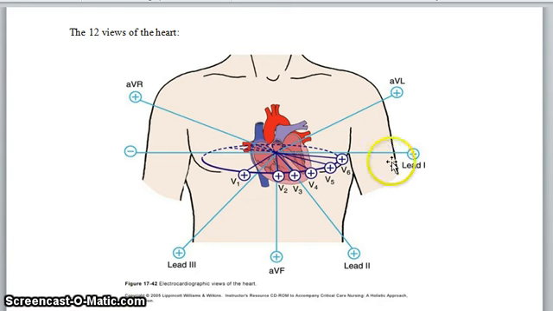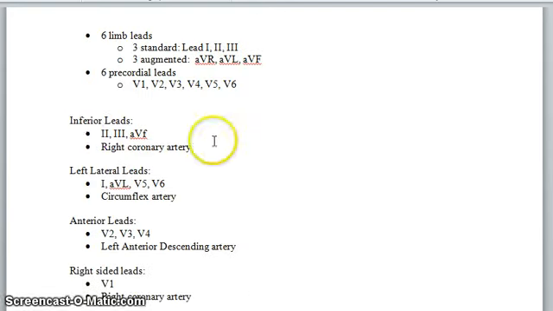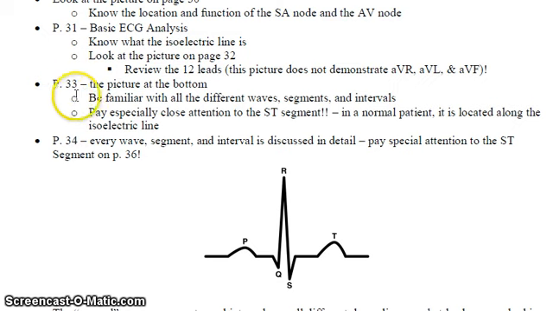And then you also have to memorize what leads coincide with what part of the heart, and what leads coincide with what coronary artery. Of course, what I'm referring to is this. In the inferior leads, you need to know what leads refer to inferior and what artery, which leads refer to left lateral and which artery, and so on and so forth. Okay, back to this paper.